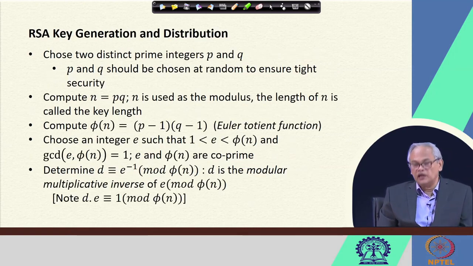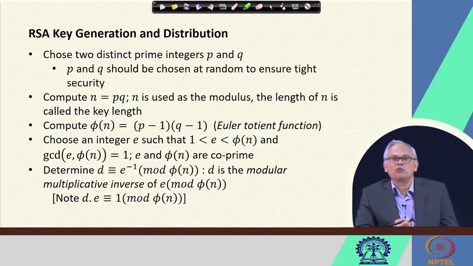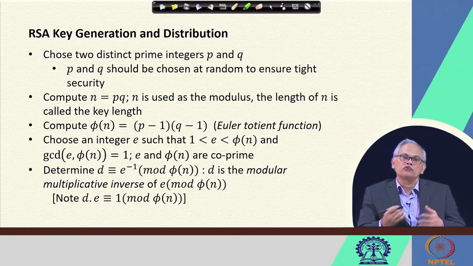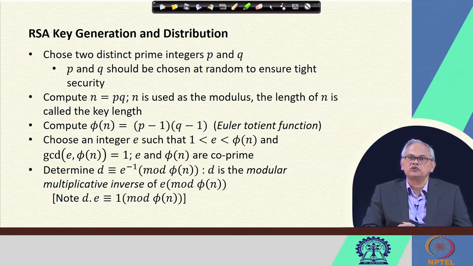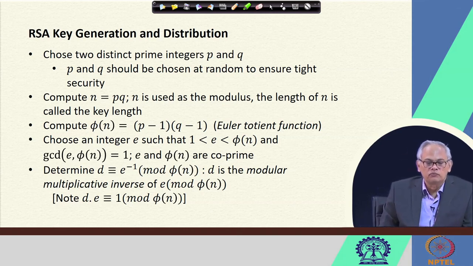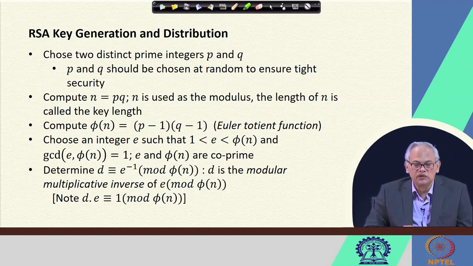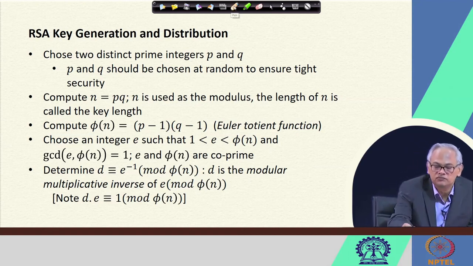RSA key generation and distribution. So, what are the steps? As I said, these are for the sake of completeness; we are not going into the detailed mathematics behind it, which is not required for understanding how it works in the context of blockchain. So, basically two distinct prime integers p and q are first chosen, and they are to be chosen at random to ensure high security.